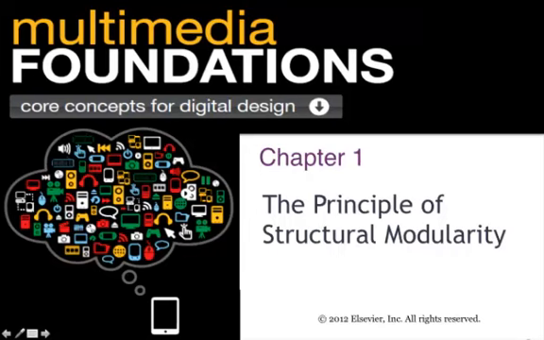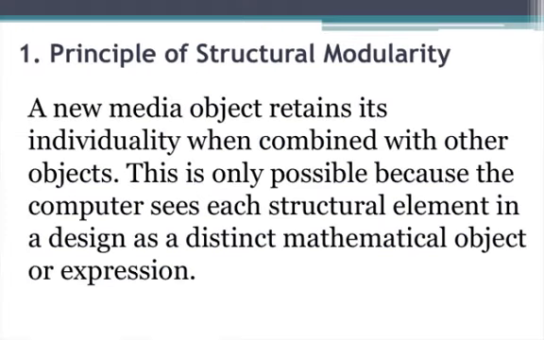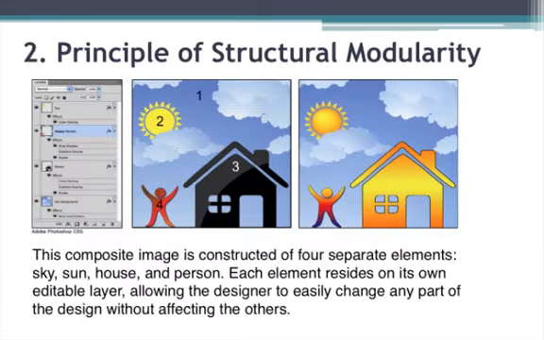In this lesson, we're going to look at the principle of structural modularity, which begins on page 26 of chapter 1. The principle of structural modularity states that a new media object retains its individuality when combined with other objects. This is only possible because the computer sees each structural element in a design as a distinct mathematical object or expression. To illustrate this principle, I included this illustration, figure 119, on page 28 of chapter 1.